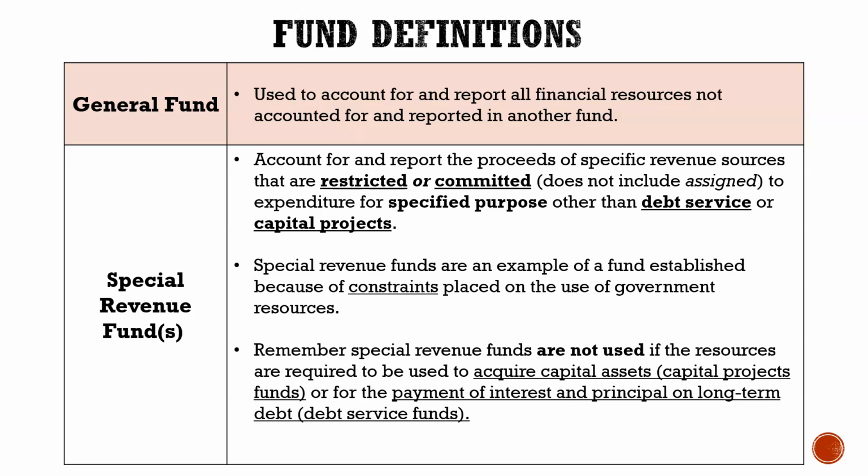So really, these are higher constraints, restricted or committed, that are being assigned to a specific purpose. That purpose cannot be debt service or capital projects. And the reason for that is really because we have other funds for those within the governmental category, right? There is a debt service fund and there is a capital projects fund. So we will account for those in those funds, not in the special revenue funds.